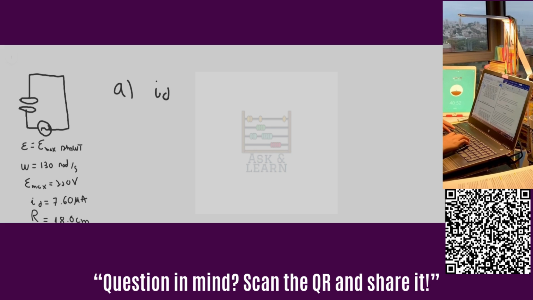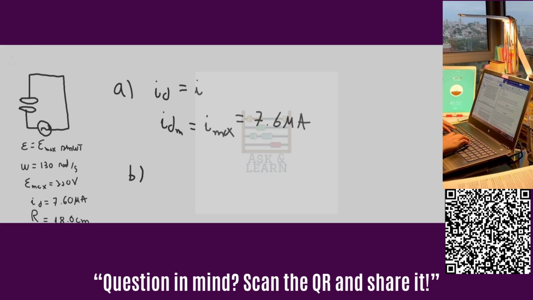So at any instant, the displacement current I_D in the gap between the plates is equal to the conduction current I in the wires. So we have I_D equals I. So the maximum value will be the maximum value of the current, I max, and this is 7.6 microamperes.